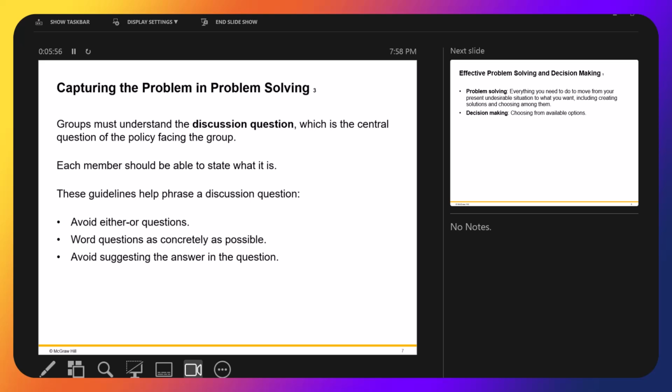Groups must understand the discussion question, which is the central question of the policy facing the group. Each member should be able to state what it is. These guidelines help phrase the discussion question: avoid either-or questions, word questions as concretely as possible, and avoid suggesting the answer in the question. So when you're solving problem discussions, what is your discussion question? What is it we're trying to do? Does everybody understand it? In the Army, we used to say everybody has to be on the same sheet of music.